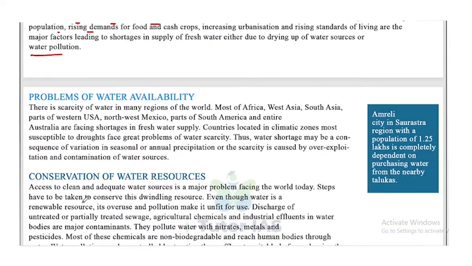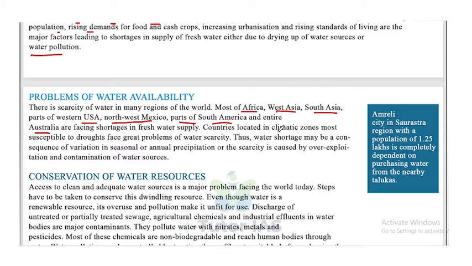Now, problems of water availability. There is scarcity of water in many regions of the world. Most of Africa, West Asia, South Asia, parts of Western USA, Northwest Mexico, parts of South America and entire Australia are facing shortage in freshwater supply. So these continents are facing shortage in the freshwater supply.